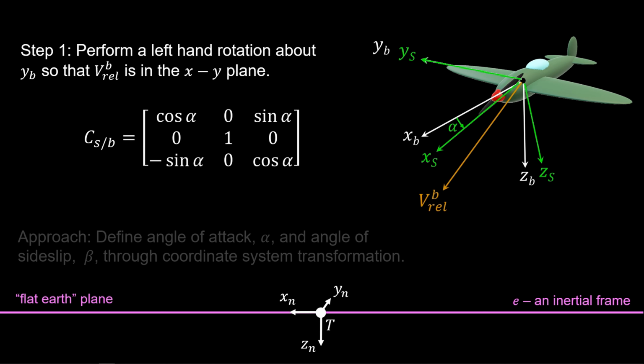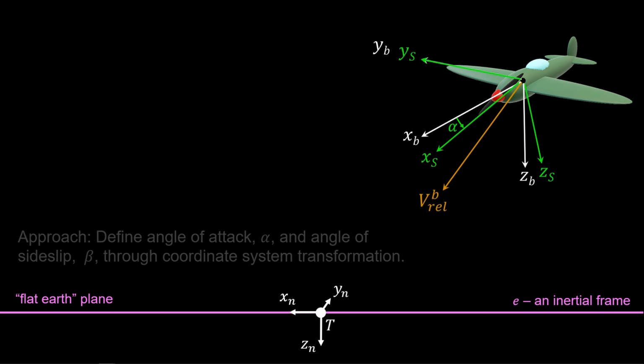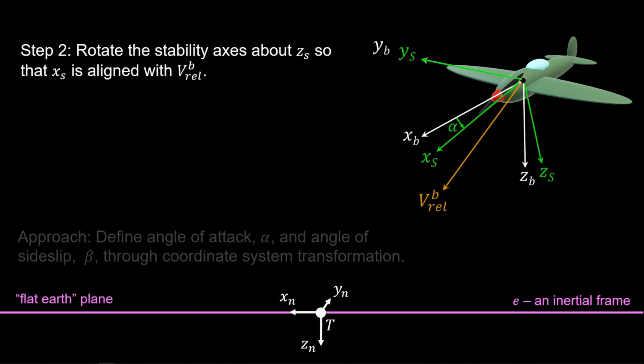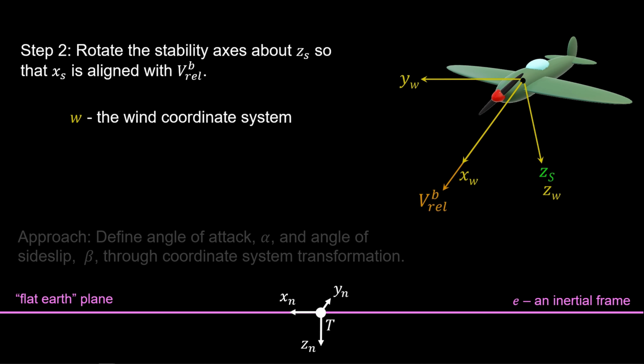Mathematically, we perform this rotation with the planar rotation matrix about alpha. This is the DCM from body to stability axes. Now, rotate the stability axes about ZS so that XS is aligned with VB rel. In doing so, we no longer have the stability axes, but a new coordinate system referred to as the wind axes, denoted with W.